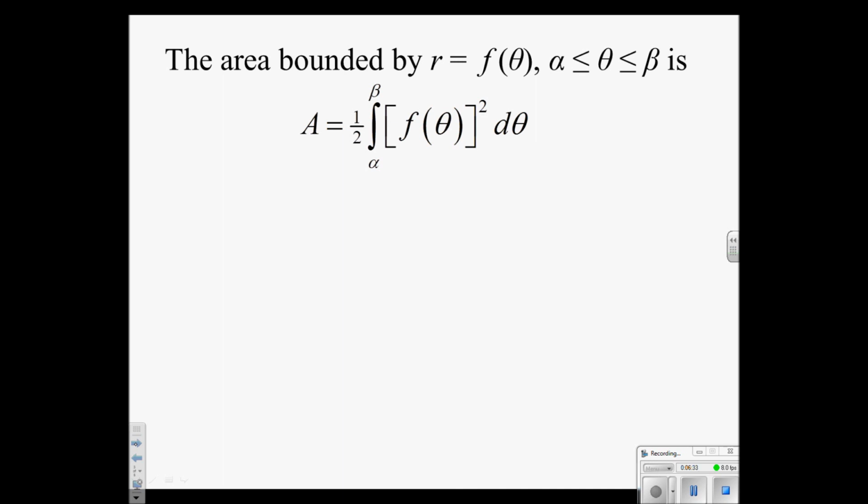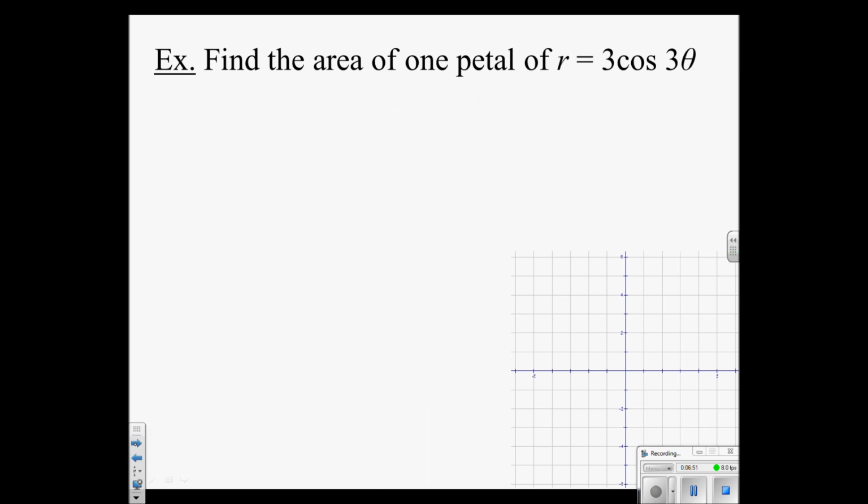But to be able to use this formula, we still need to graph the functions. We still need to see what the graphs look like, because we need to know what is alpha, what is beta for the region we're looking at. So let's do a few examples. And let's start with this one. Let's find the area of one petal of r equals 3 cosine 3 theta.